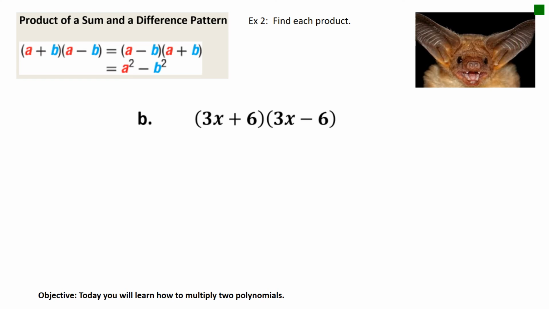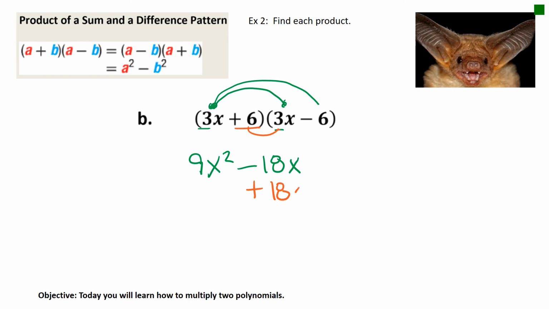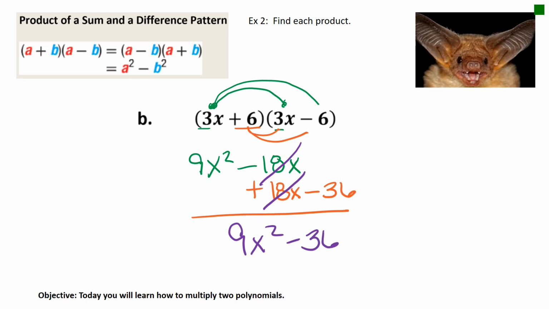All right, next slide. We're going to take 3x times 3x. The 3 times 3 is 9. 1x here, 1x here, x squared. We're going to take 3x times -6. That's -18 with just the 1x here. Then we're going to go here. +6 times 3, that's a +18 with 1x. +6 times -6 is -36. Looky, looky, they cancel. 9x squared minus 36.